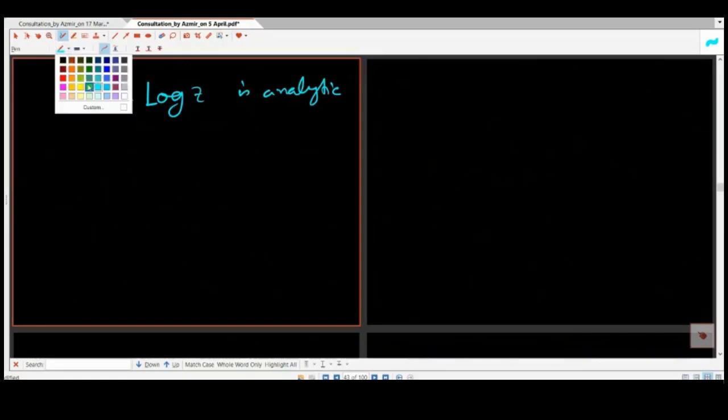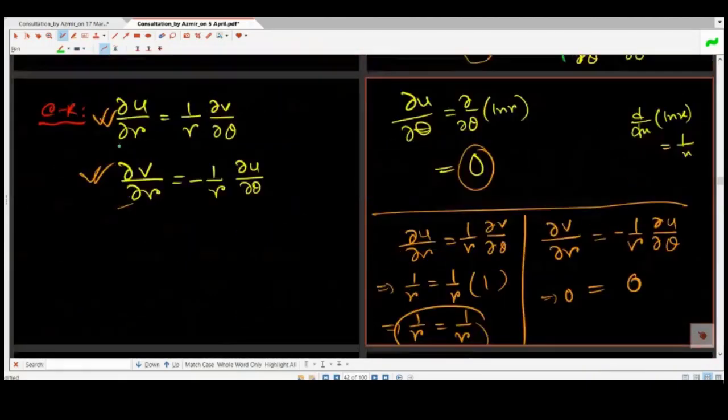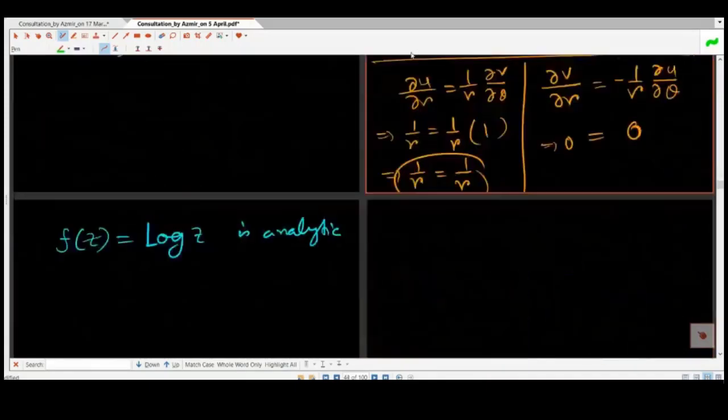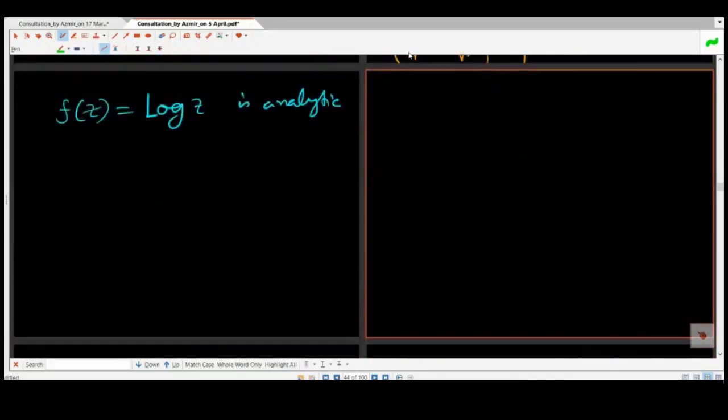So you can understand why branch cut is important. Branch cut is important so that we have a single valued function from a multiple valued function. If you are having trouble with the term branch cut, then you can think about n equals 0 only, or n equals 1 only, or n equals 2 only. Okay? So f of z equals log z is analytic.